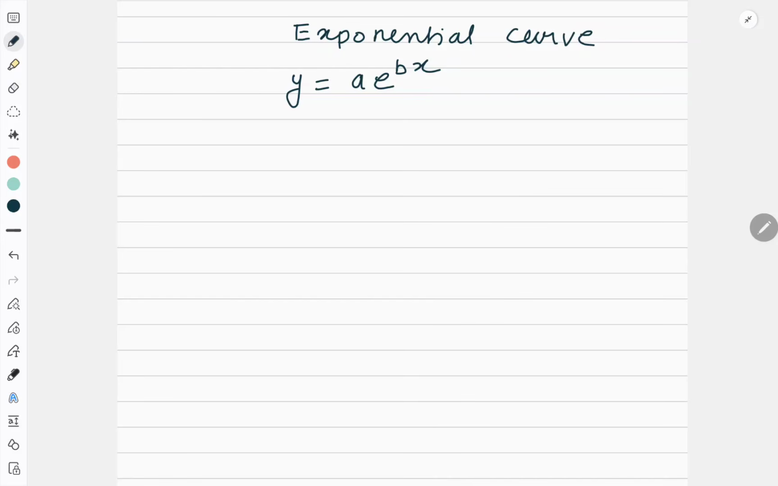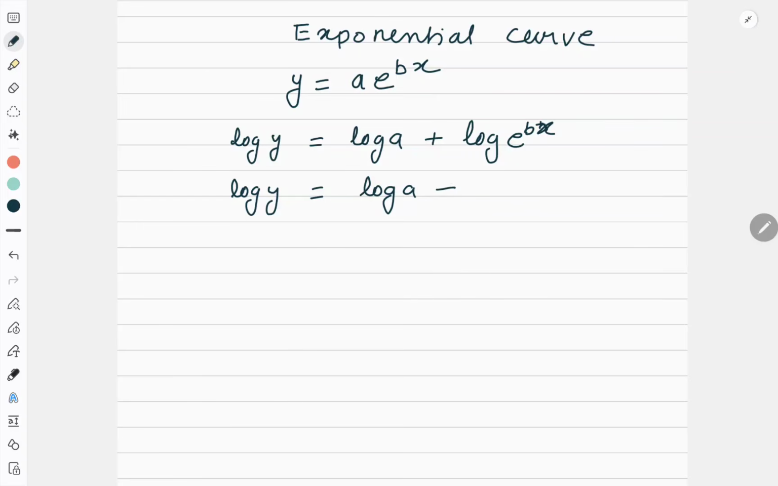Step 1, you take log on both sides. So log of y is equal to log of a plus log of e to the power bx. This becomes log of y is equal to log of a plus bx, since log e is one. Now this log I don't want, so I will substitute it as capital Y. This log I don't want, I'll put it as capital A, plus b, I have no issues, x I have no issues.